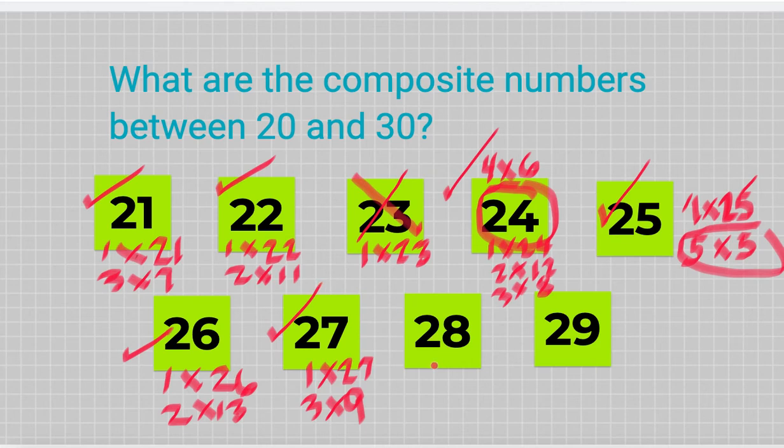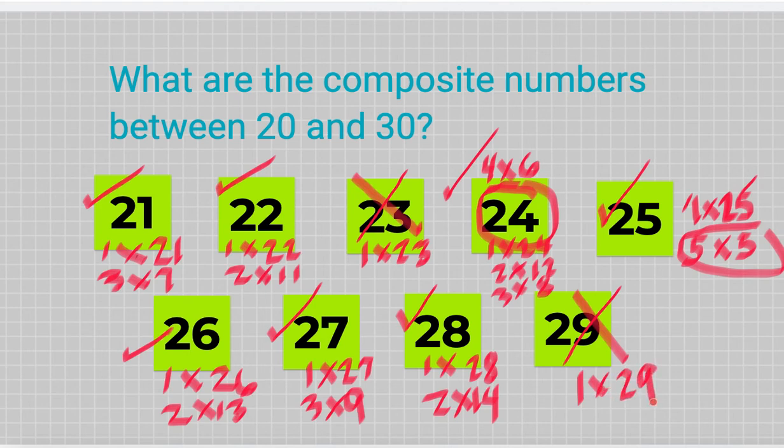How about number 28? I guess this is very obvious because this is an even number. Even numbers end with 0, 2, 4, 6, 8. All even numbers, aside from 2, are composite numbers. So we can have 1 times 28, and we can also have 2 times 14. So therefore, 28 is a composite number. And how about 29? 29 is not a composite number. It's a prime because it has only two factors, 1 and the number itself, 29.